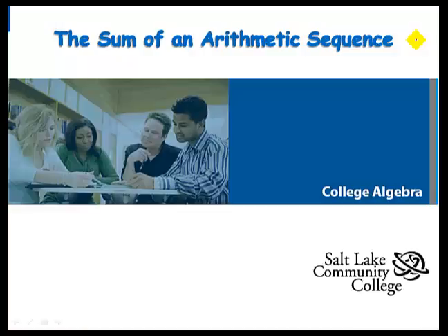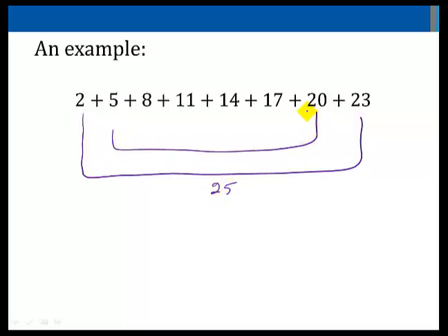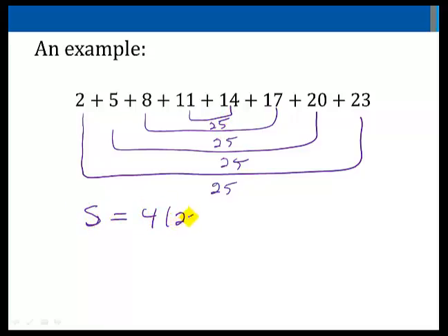In this lesson, we will find the sum of arithmetic sequences. Let's start by finding the sum of the sequence 2, 5, 8, 11, 14, 17, 20, 23. I will add together 2 plus 23 to give me 25, then 5 plus 20, which is 25, 8 plus 17 is 25, 11 plus 14 is 25.